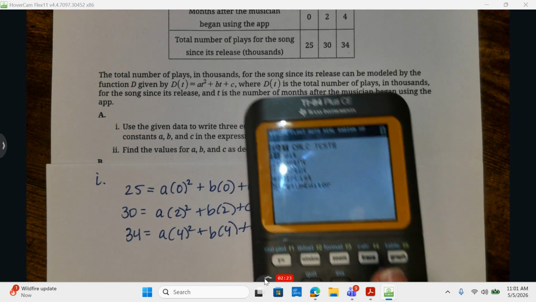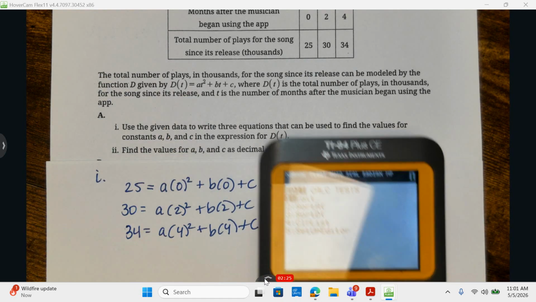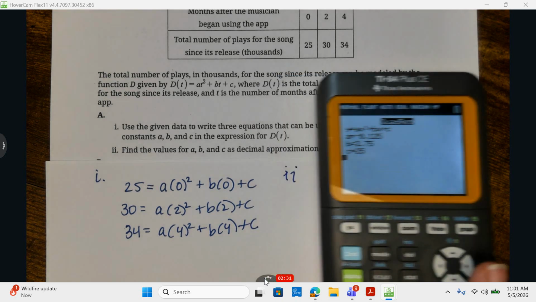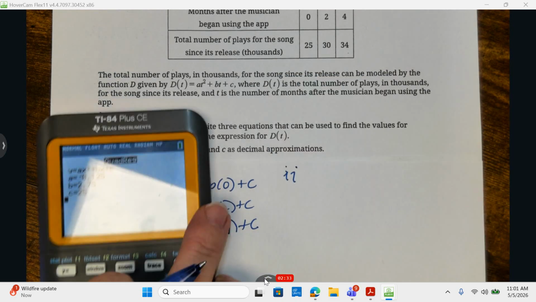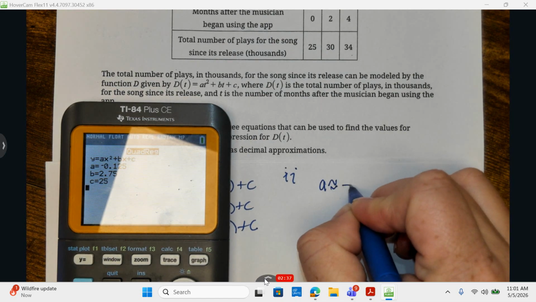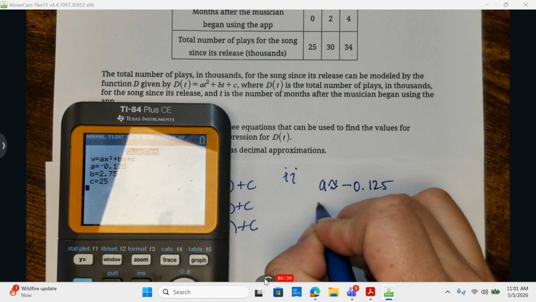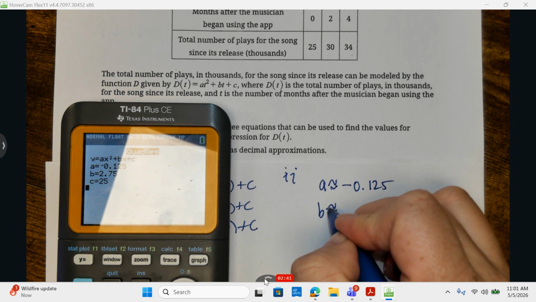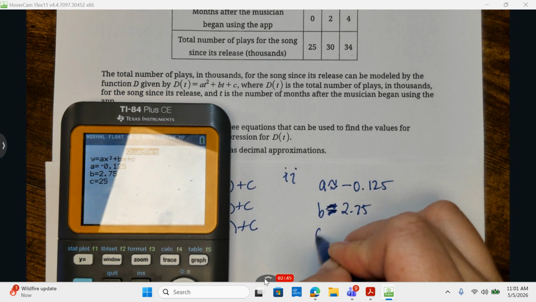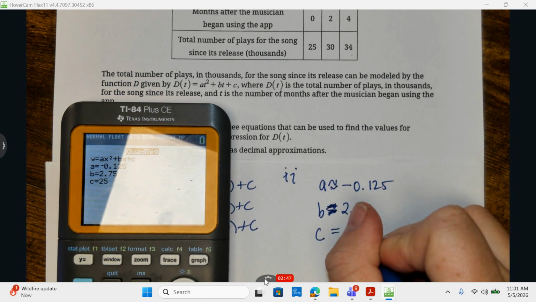I'm going to go stat. I can see this is a quadratic function. Stat, calculate, and go down to quadratic regression, pressing enter all the way through, and there's my answer. So for the second part, I have A is approximately negative 0.125. B is not approximated. B is going to be a terminating decimal of 2.75, and C also is 25.